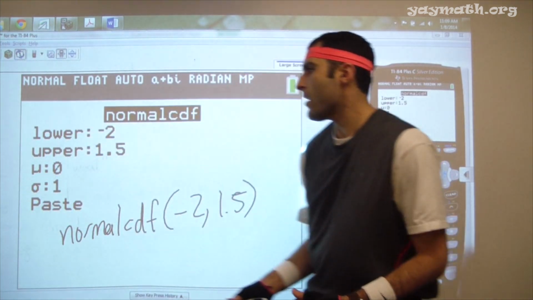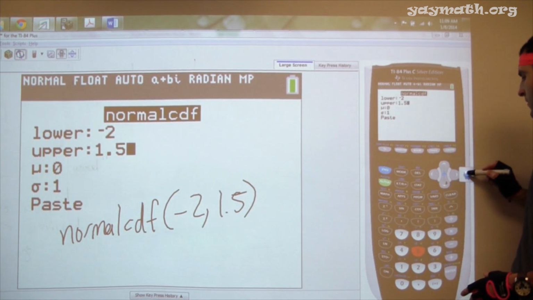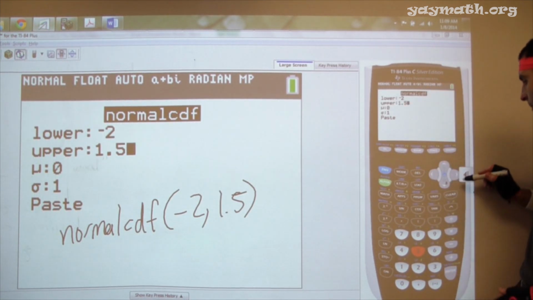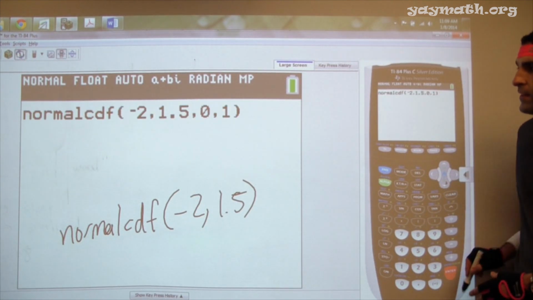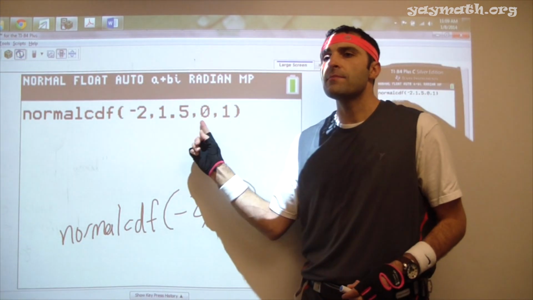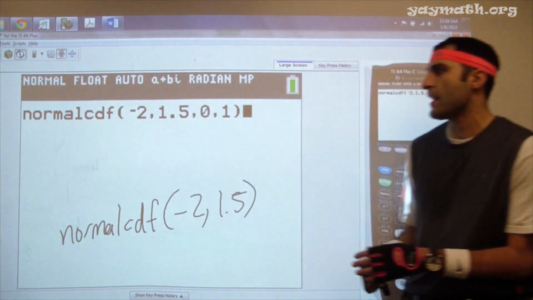So it says paste all that in. So for you fancy calculator folks, hit enter, enter, enter, enter. Okay, so it put in some default values. This is the mean, this is the standard deviation. Don't worry about it. Just let it be as it is.